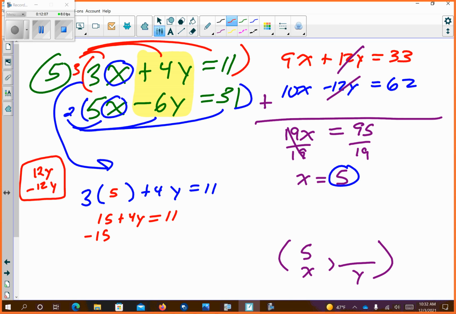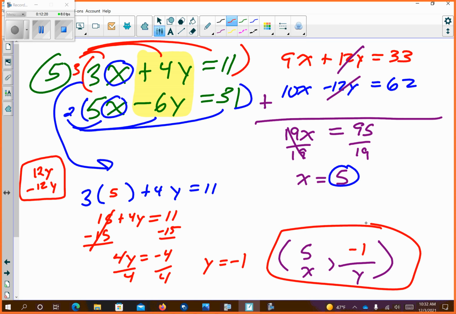Subtract 15. Divide each side by 4. I think that comes out to negative 1. There's my answer.